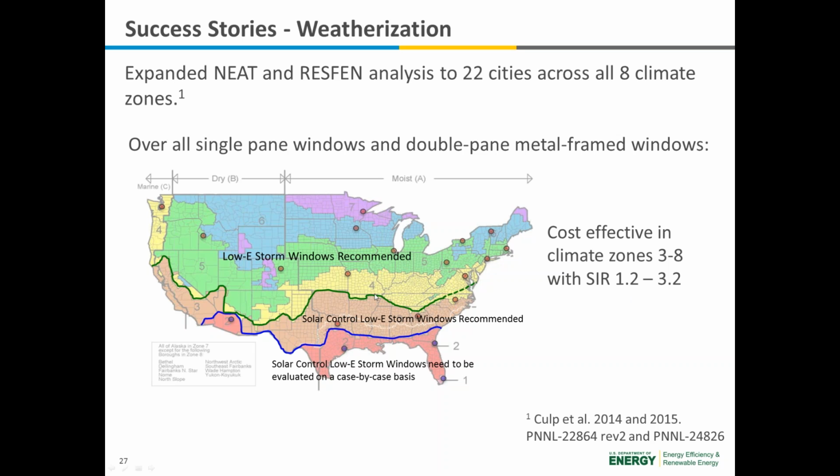In about the upper 2/3 of the country, just regular low-E storm windows is recommended. And in this south central area, between the blue and the green lines, solar control low-E storm windows are recommended, because there you have a balance of both heating season and cooling season. South of that, in the very far south, mostly Florida and the Gulf Coast, solar control low-E storm windows still offer significant energy savings and benefits, but you need to look at it on a case-by-case basis.